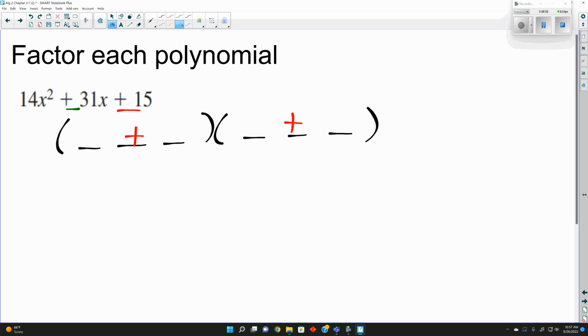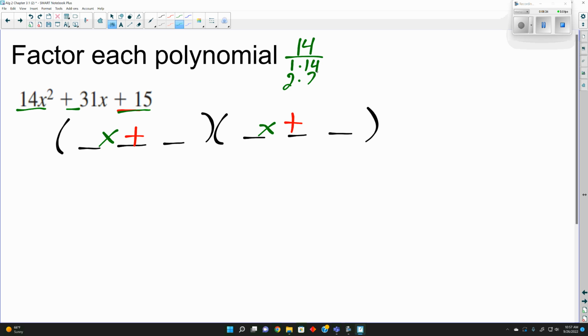Now the fourth step is find the factors of the first and third term. So we want to find the factors of 14x squared. Well, x squared's only factors are what? X and x. Anytime there's only one set of factors, I'm just going to plug those in. Now the factors of 14: 1 and 14, 2 and 7.